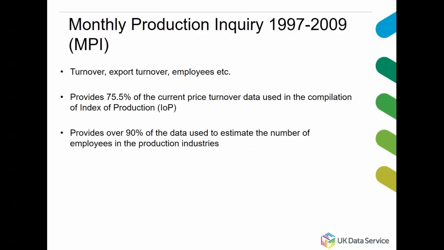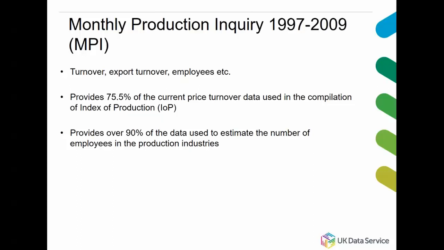Another thing to note about the MPI is that it's designed to meet the government need for the production of a monthly index of production. It's also used to estimate the change in the total number of employee jobs in the production industries each month. In addition to that, it provides 16.5% of the output measure of GDP.